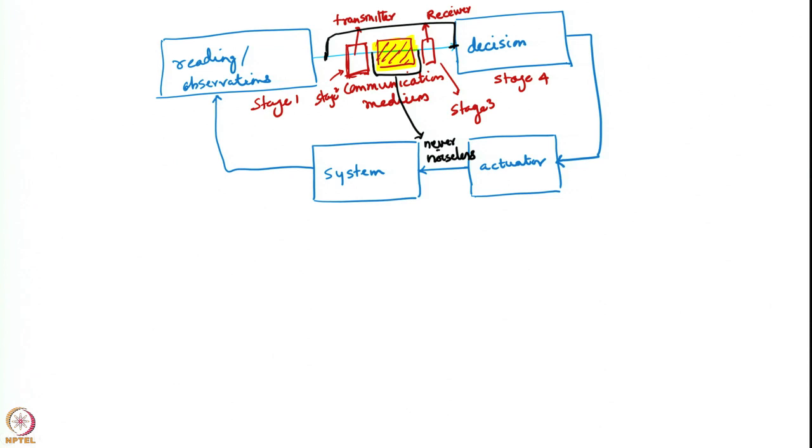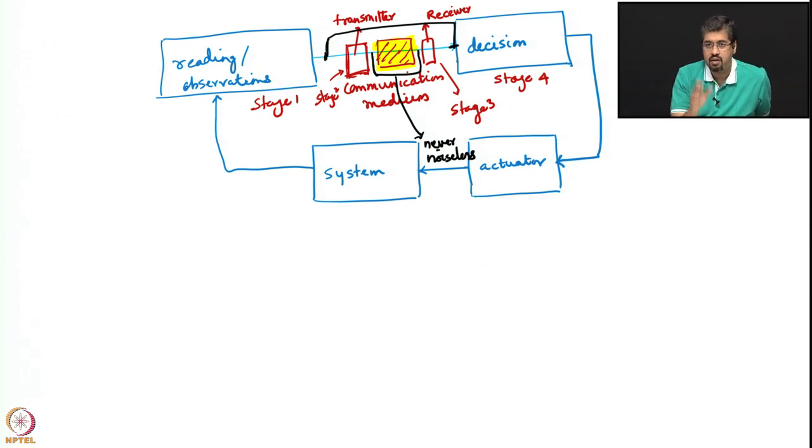Right. So, the reason it is never noiseless is because there is a communication medium in between. Whether you have the transmitters and receiver in the picture or you do not have them in the picture and just have a communication medium, regardless of that, there will always be two entities in the system.